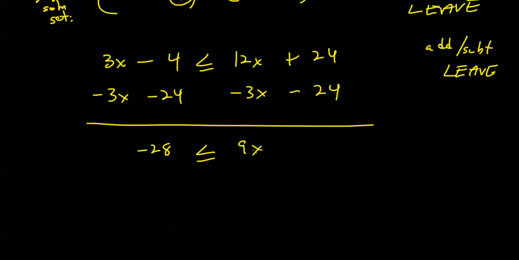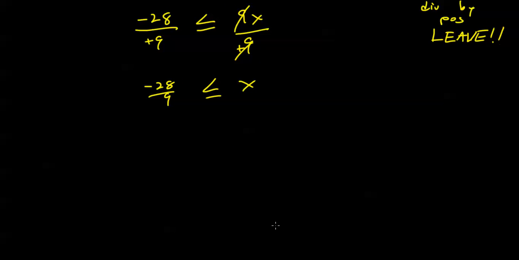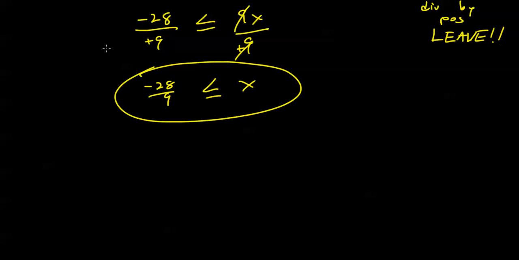Now I'm going to divide both sides by a positive 9. If you divide by a positive, you leave the arrow alone. I'll get an x on the right and minus 28 ninths, which does not reduce. 9 is 3 times 3 and 28 is 7 times 4. No common factors. I've reduced it as much as I can. So there is our solution set.